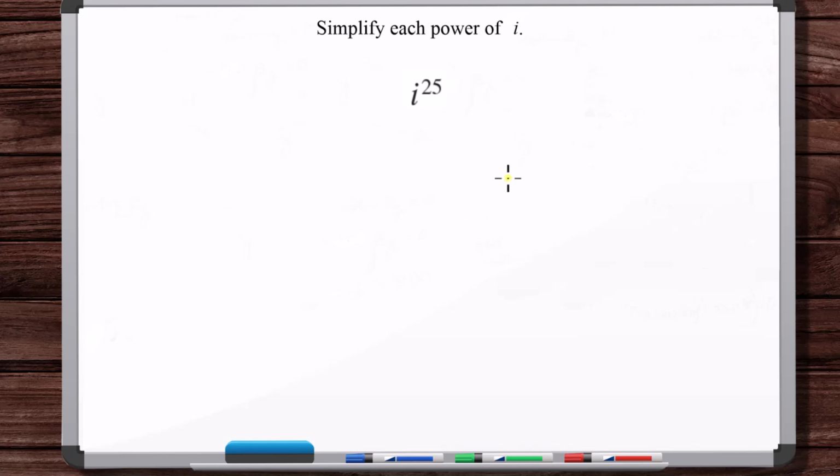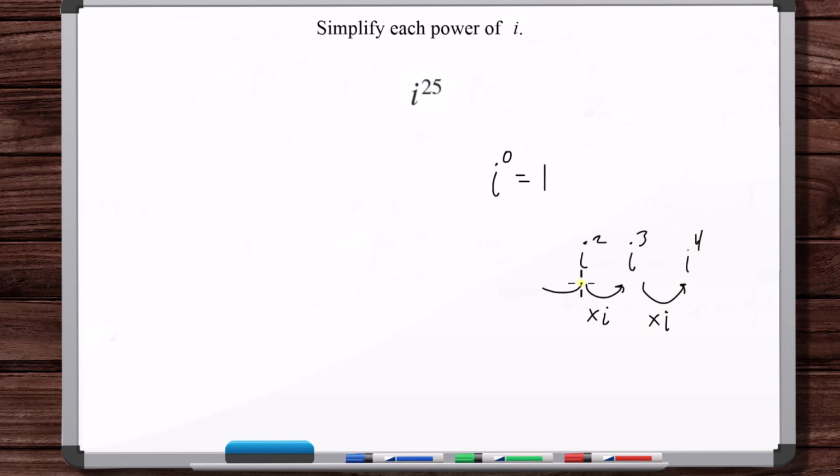Just to point out, if you have i to a negative integer power, you can simplify this in the same way. If you know how to simplify i to positive integer powers, you can simplify this easily, because this is just 1 over i to the 20. And i to the 0 is going to be 1 for the same reason that any number to the 0 power is 1. If you have i squared, i cubed, you're multiplying by i.